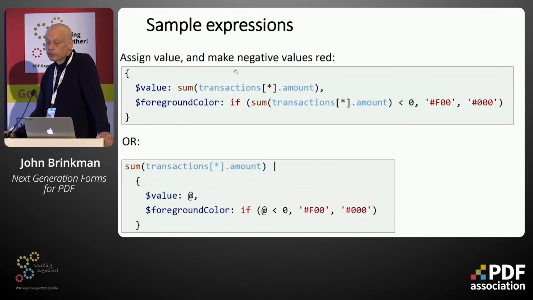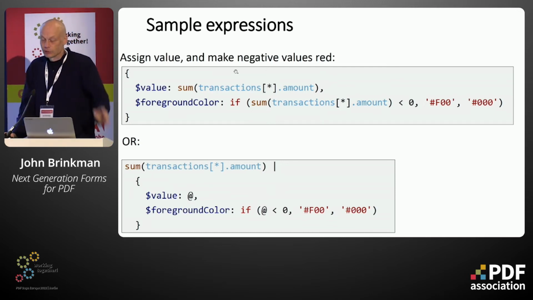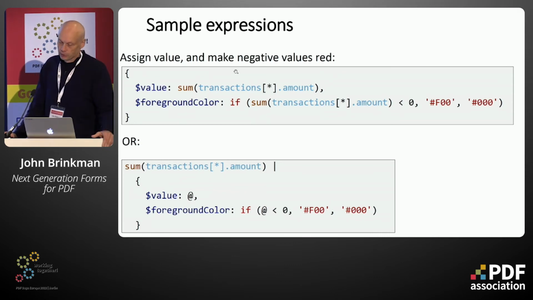And a couple more, slightly more complicated. If I want to assign both the value and the color of the field, depending on if it's positive or negative, then I return a map that returns the value and the color. And if you're like me, a little pedantic, and you don't want to repeat that sum expression twice, then you leverage that JMESPath pipe operator that I was talking about previously.